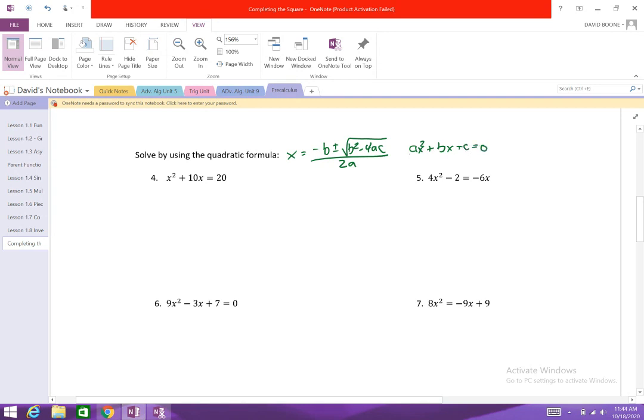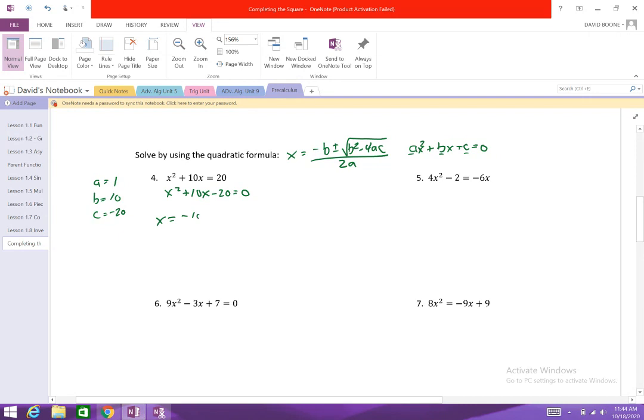So we have to have it in that form, then identify the a, the b, and the c. So that's what we have to do here with this first problem. Just kind of readjust that. So you've got x squared plus 10x. Bring this 20 to the other side, so minus 20 equals 0. So then you would know that your a value is 1, your b value is 10, and your c value is -20. And it's a matter of just putting it into the formula.